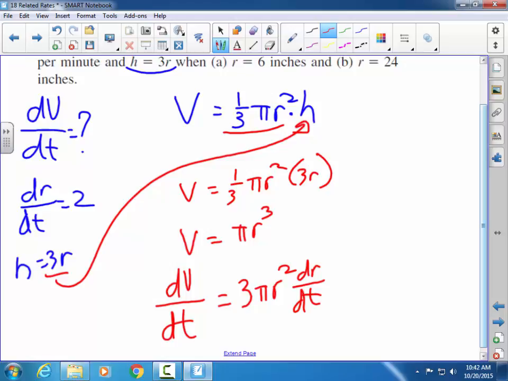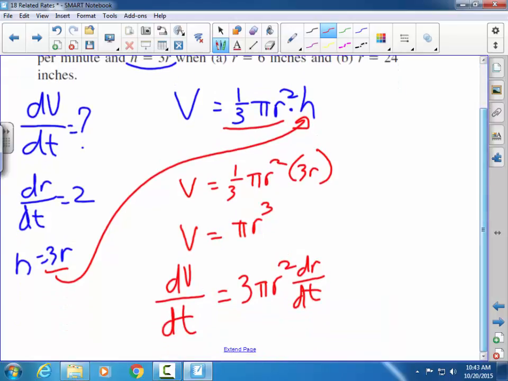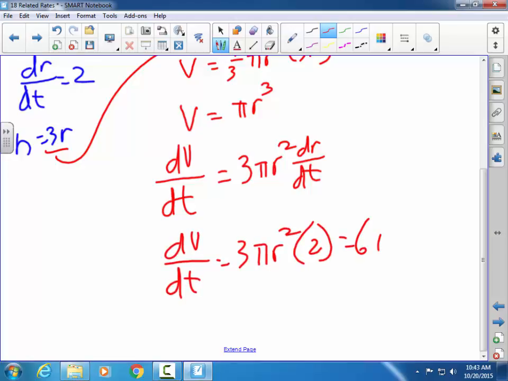Now, we know what dr/dt is, and the problem says dr/dt is 2 inches per minute. Does it say it's 2 inches sometime, or most of the time? It doesn't say, so we will assume that it's all the time. So we can simplify this down even further to say that dV over dt is 3 pi r squared times 2, which is 6 pi r squared. That's what our dV over dt is.